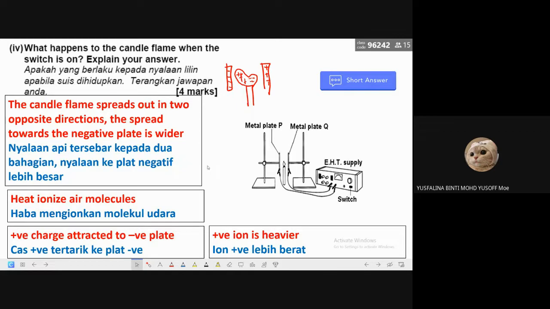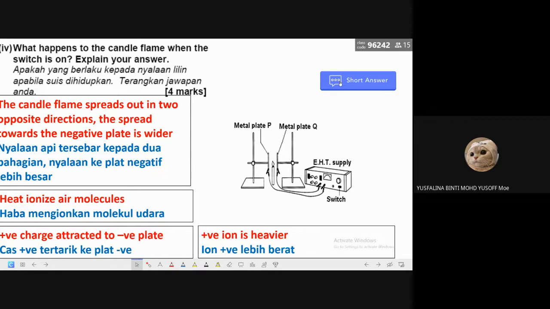Okay, but not all the questions you can draw. Some of it you still need to write a sentence to explain it. Okay, but for this one, it's easy for you to just do it by the drawing. Okay, so 4 marks for it. So let's see your answer.